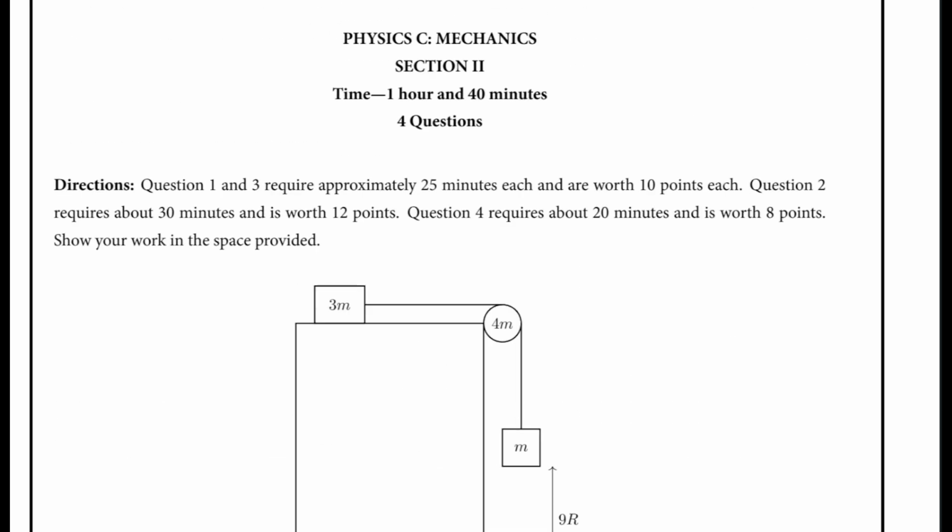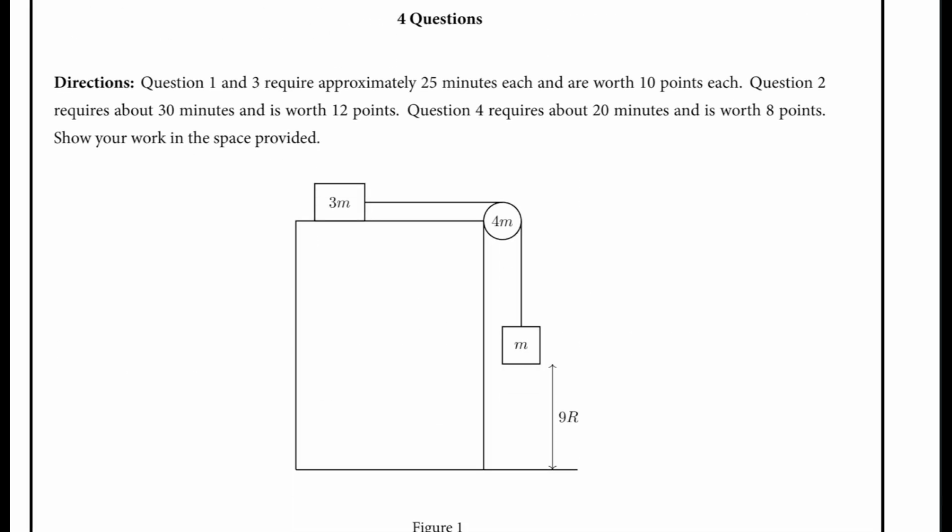So in this diagram, we have a pulley that has mass connected to 2 blocks. So it's this sort of modified Atwood setup. And we have a block that's going to be released from rest and strike the ground.